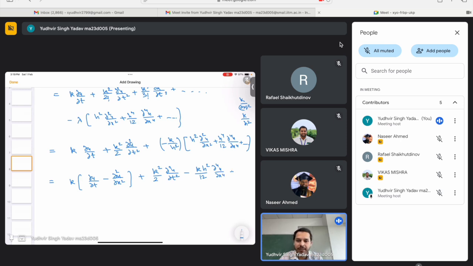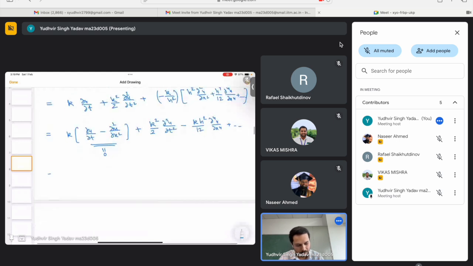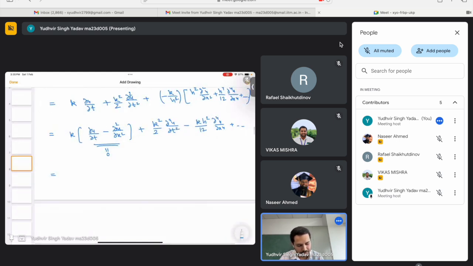So our heat equation is del u by del t minus del 2u by del x square, so this term will become 0. Here we are left with the other terms. So from this term, we can write it as k square by 2 del 2u by del t square and so on.